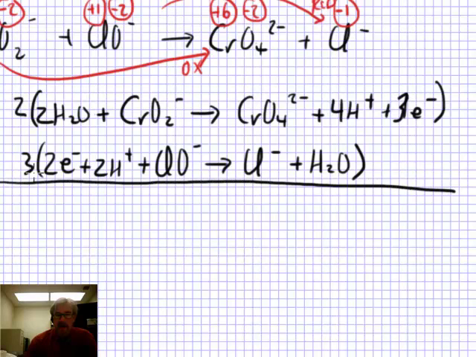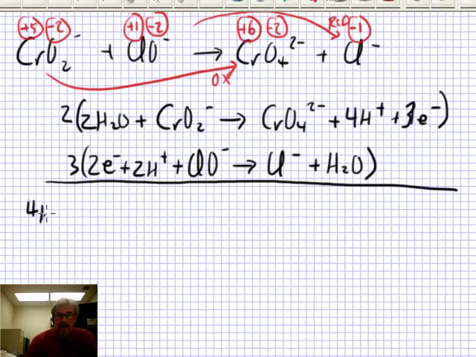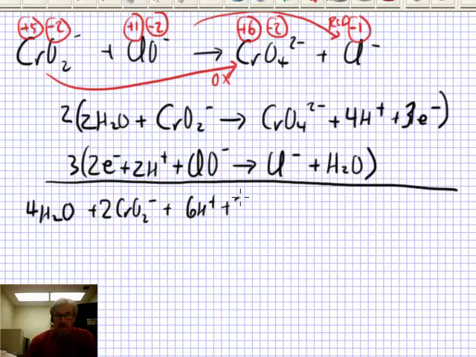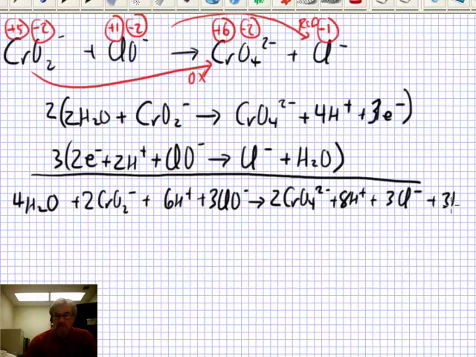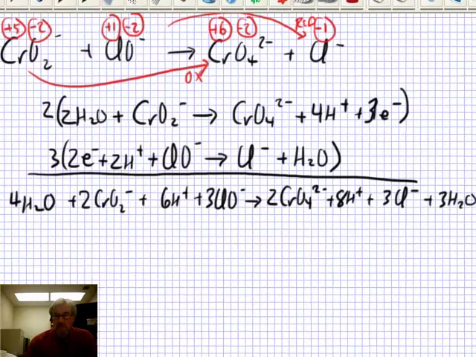What's left? Well, 4 H2O is one thing, 2 CrO2 1 minus, 6 H plus, 3 ClO minus, 2 CrO4 2 minus, 8 H plus, 3 Cl minus, and 3 H2O.